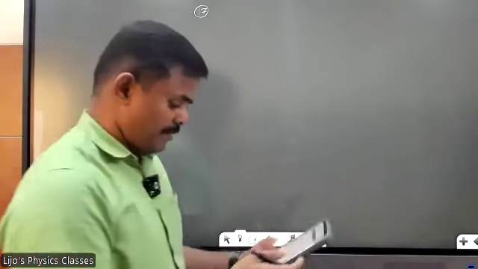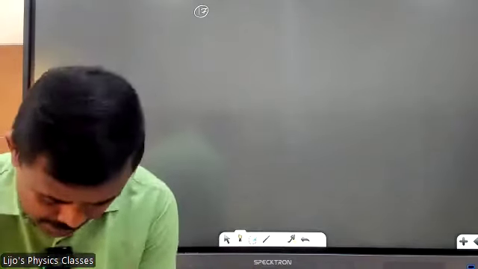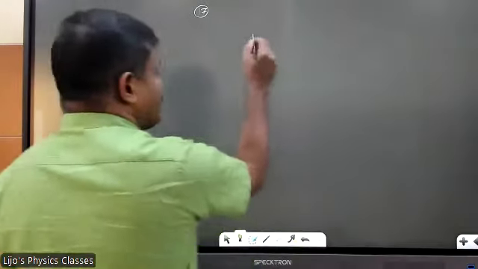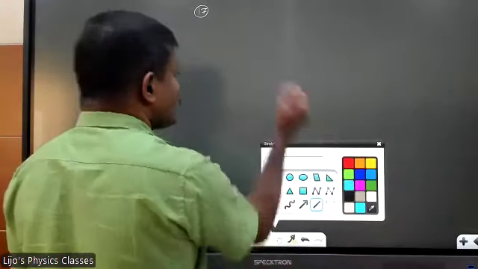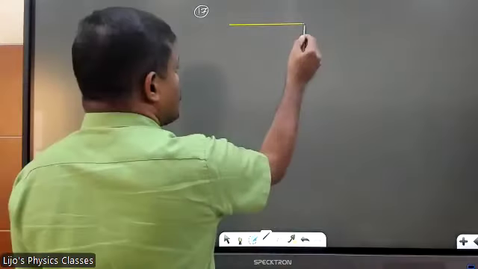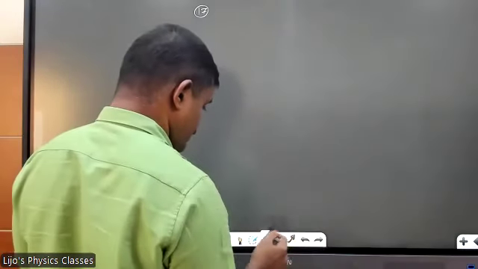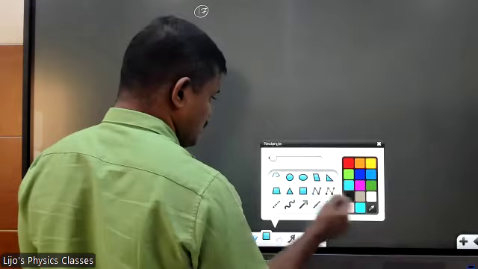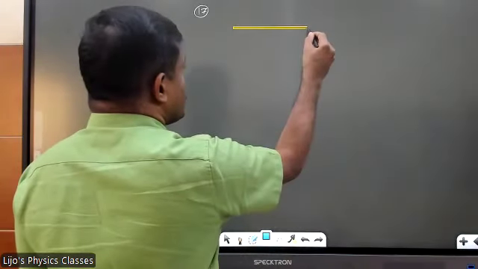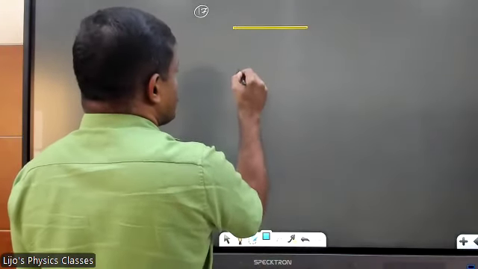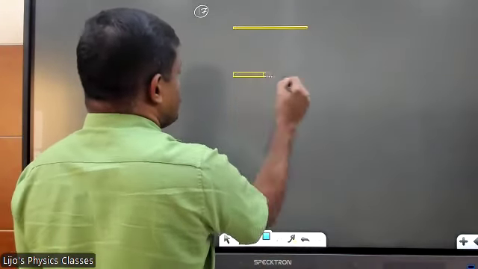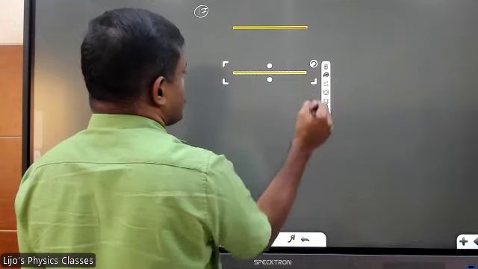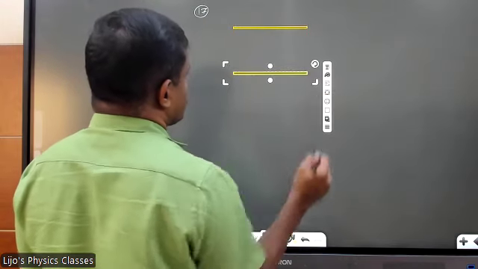Let's draw the figure. They have given it this way, K1 and K2. They have given the plates this way. Draw the figure. This is plate number 1, okay? Plate number 1 here. Plate number 2 here, like this. The plates are held this way.